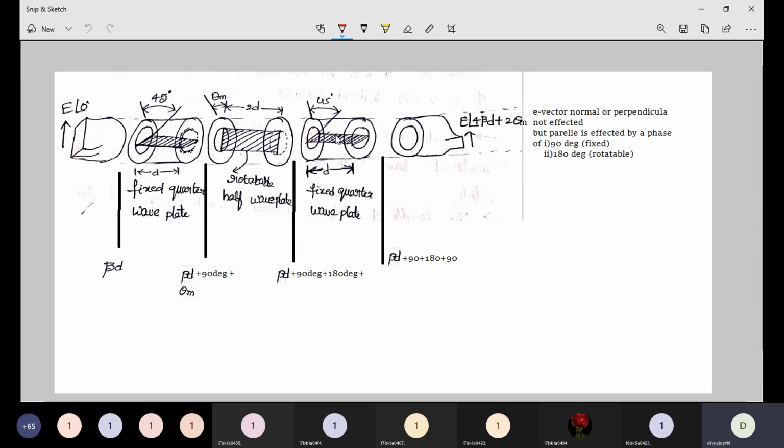Two fixed circular waveguides and one rotatable circular waveguide are used in the construction of rotary vane phase shifters. The two fixed circular waveguides will internally have a phase shift of 45 degrees, and that phase shift is made by the dielectric plate in its internal construction. And the middle one, the rotatable circular waveguide, will produce a phase shift of theta m. So before we move on to the operation, we need to remember these key points.